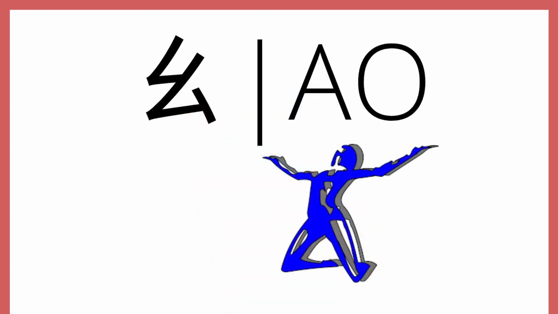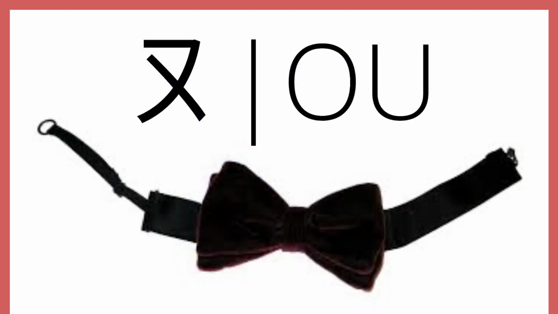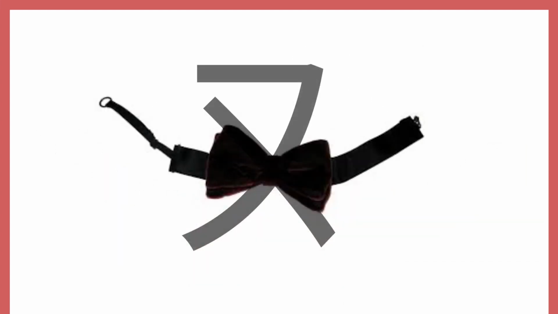Now, ow is like when you skin your knees and you're saying ow, ow. Its pinyin is AO, and the zhuyin looks just like the two bent knees of somebody who's just fallen. Then here is O, as in the vowel you use to say bow tie. The pinyin is OU, and the zhuyin looks a bit like a bow tie in the process of being tied.